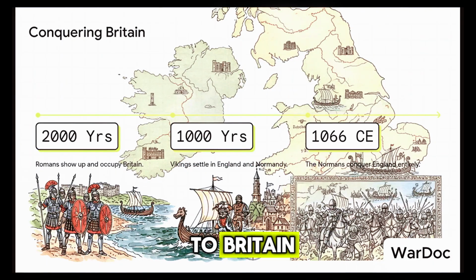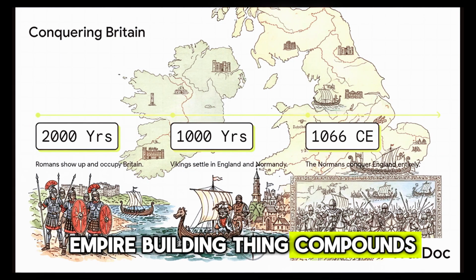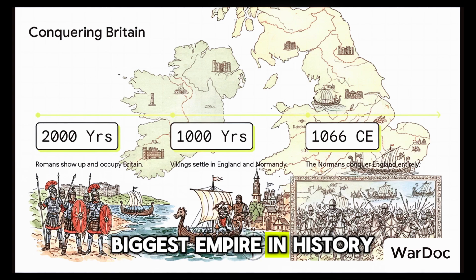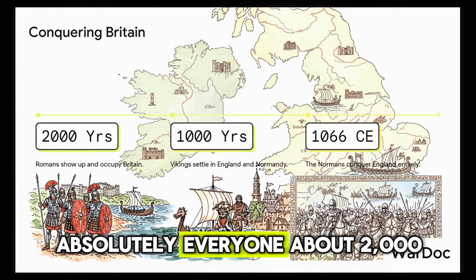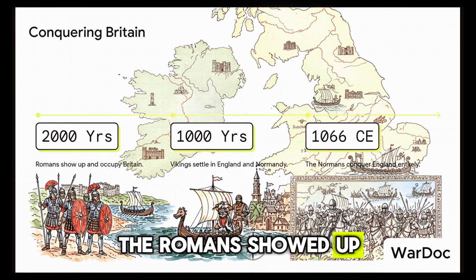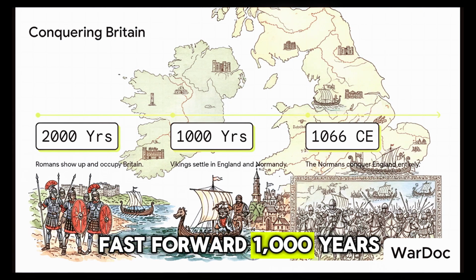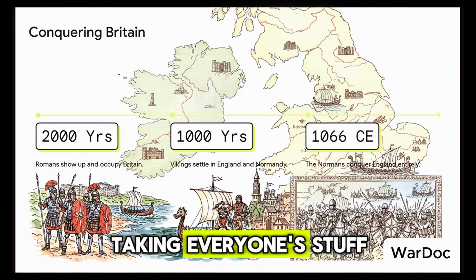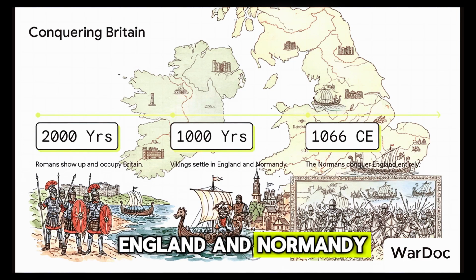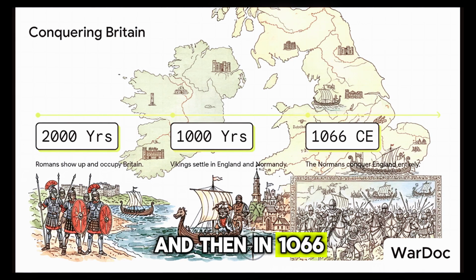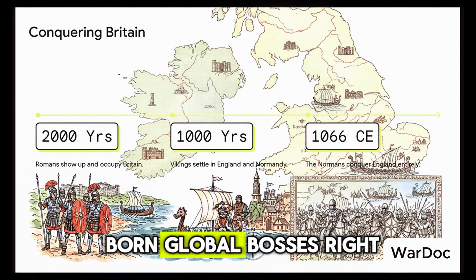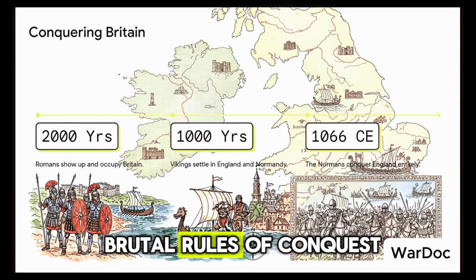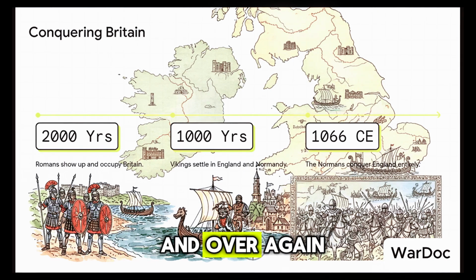Now, let's jump over to Britain to see how this empire-building thing compounds. Before Britain was the biggest empire in history, they were basically just a tiny island getting conquered by, well, absolutely everyone. About 2,000 years ago, the Romans showed up and crashed on their couch for a while. Fast forward 1,000 years, you've got Vikings rolling in, taking everyone's stuff, and settling down in England and Normandy. And then, in 1066, those very same Vikings who settled in Normandy, the Normans, crossed the Channel and just conquered England entirely. So the British weren't born global bosses, right? They literally learned the brutal rules of conquest by getting conquered over and over again.